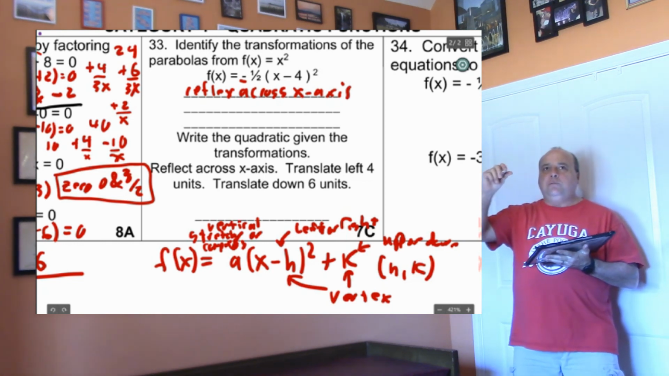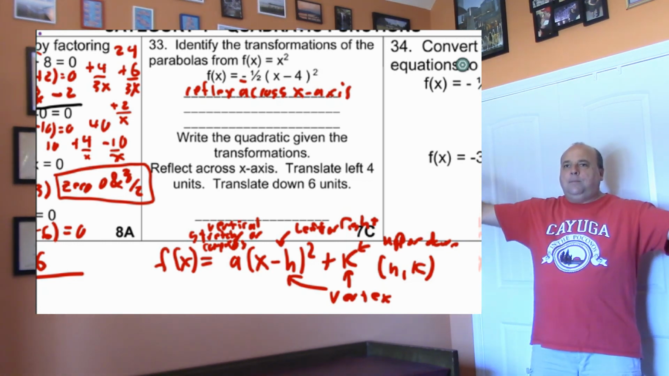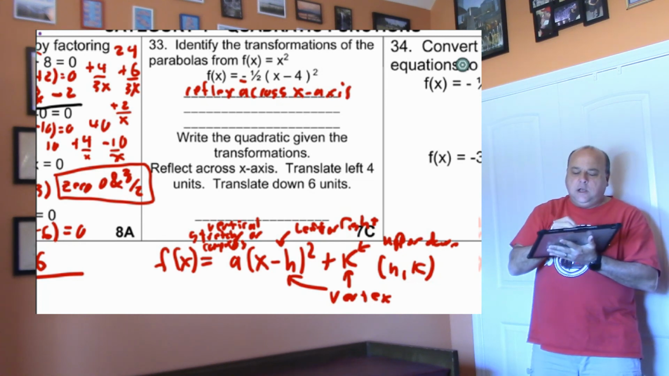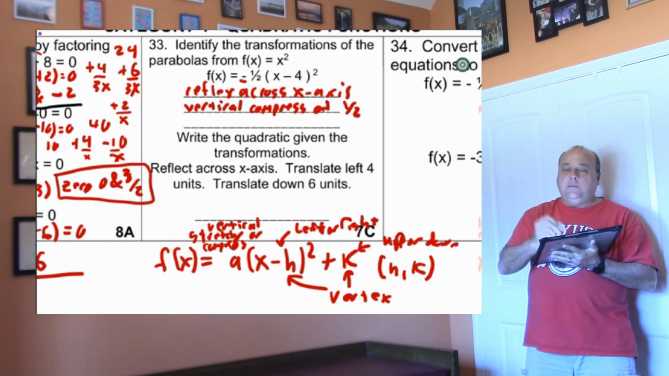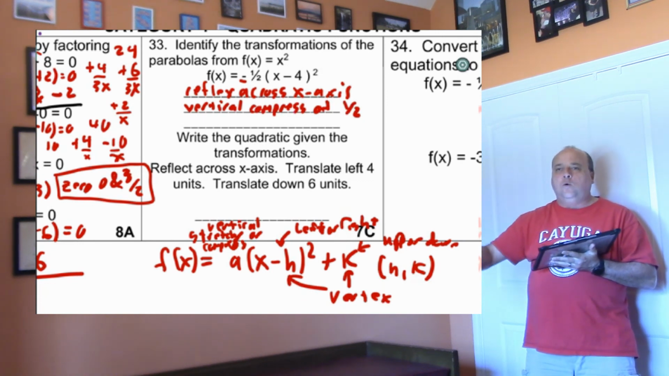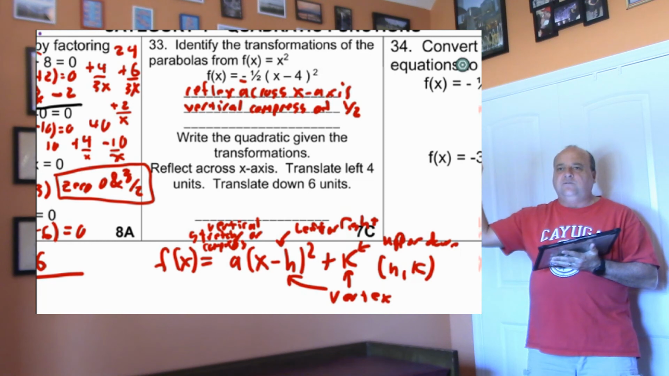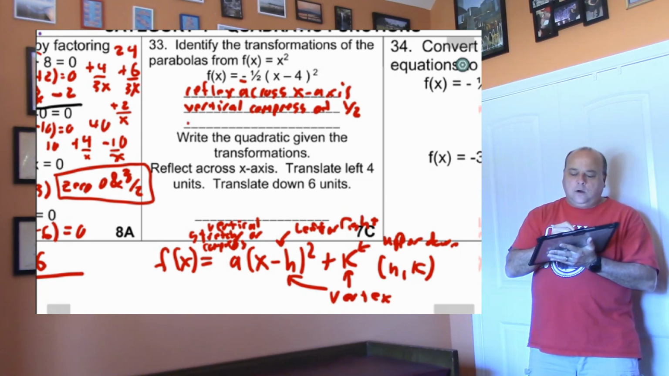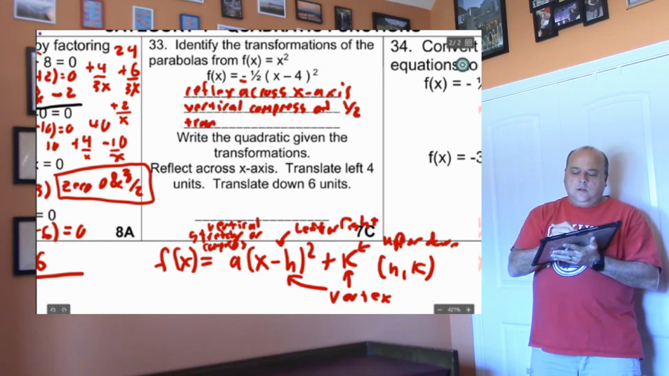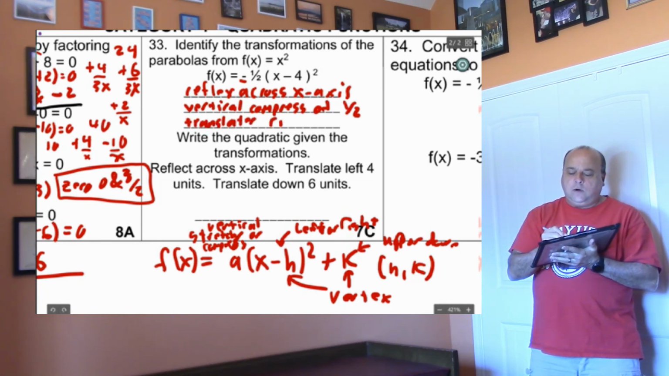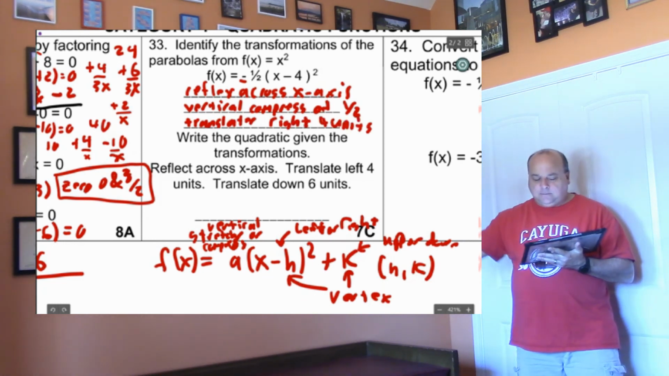Now then, the 1/2 is smaller than 1, right? That's going to make the parabola flatter or vertically compress it. So a vertical compress of 1/2. And lastly, the -4 is going to be left or right, and it's the opposite of a -4. The opposite of a -4 is a +4, so you're going to go to the right 4. So translate right 4 units. Sorry about my handwriting.